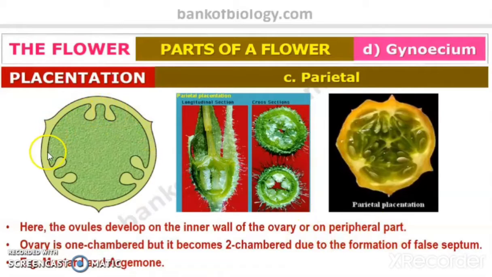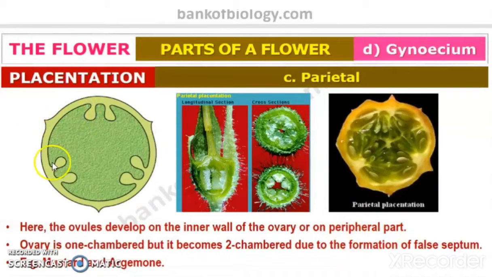So this is the inner wall of the ovary, and this is the peripheral portion, right? Periphery is nothing but the structure which is located near the surface. So the part near the surface we are calling the peripheral part. So ovules develop on the inner wall of the ovary or on the peripheral part.